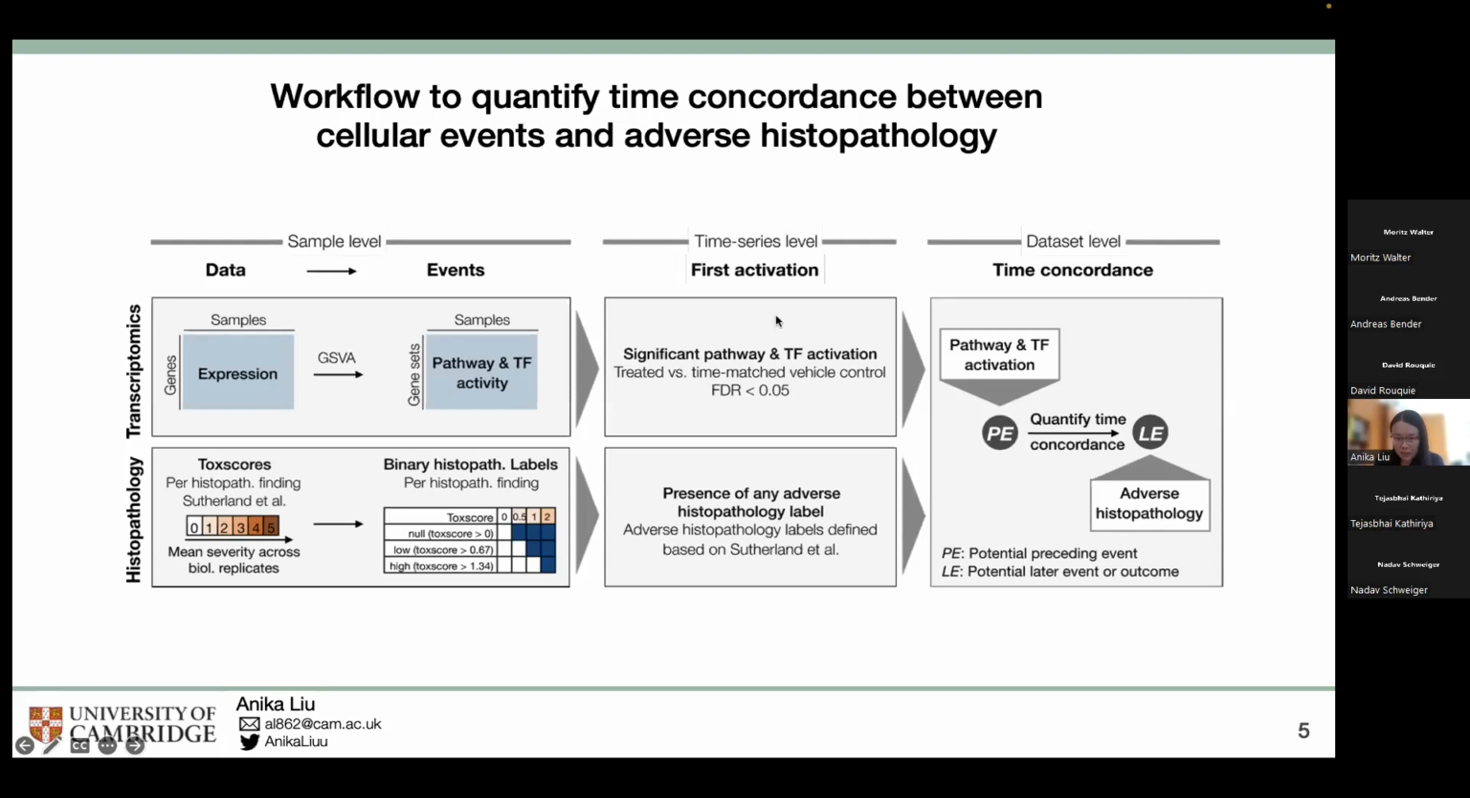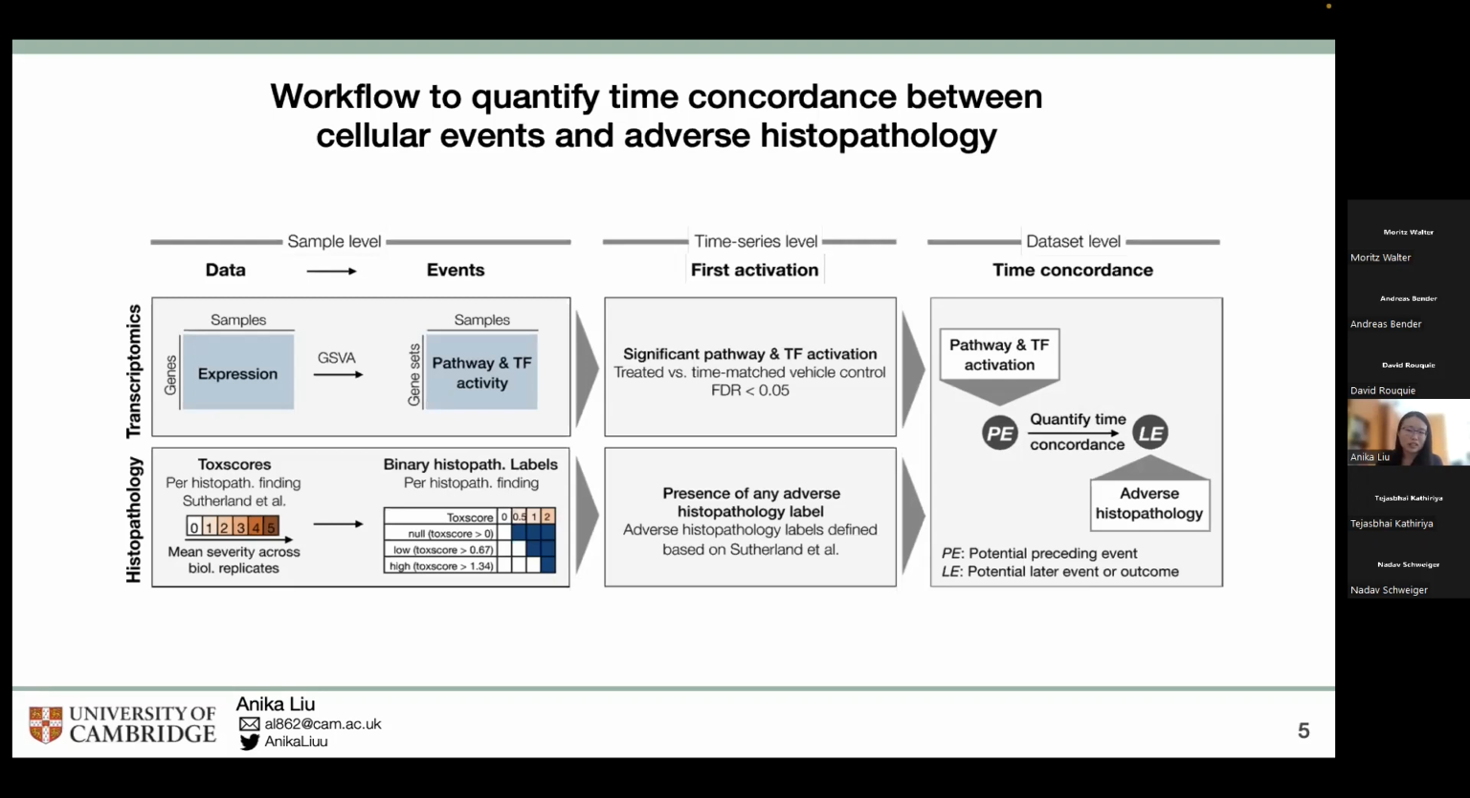Then on a time series level, so for each compound dose combination across the 8 time points, we inferred when each event is first activated. And then because, of course, our confidence in the time series with 8 time points is not very high, we test for significant time concordance across the set of time series we have in OpenTGGates. This allows us to separate potential confounders, like effects which are specific to individual compounds, but not to the adverse effect.